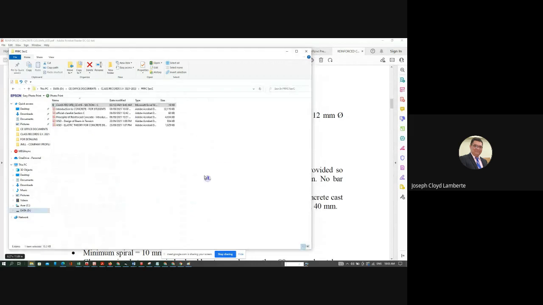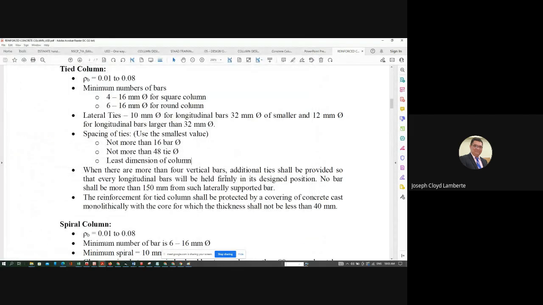Okay, I will show to you later the positioning of the columns, main reinforcement, and with the ties. The reinforcement of tied columns shall be protected by a covering of concrete cast monolithically with the core, for which the thickness shall not be less than 40 mm.